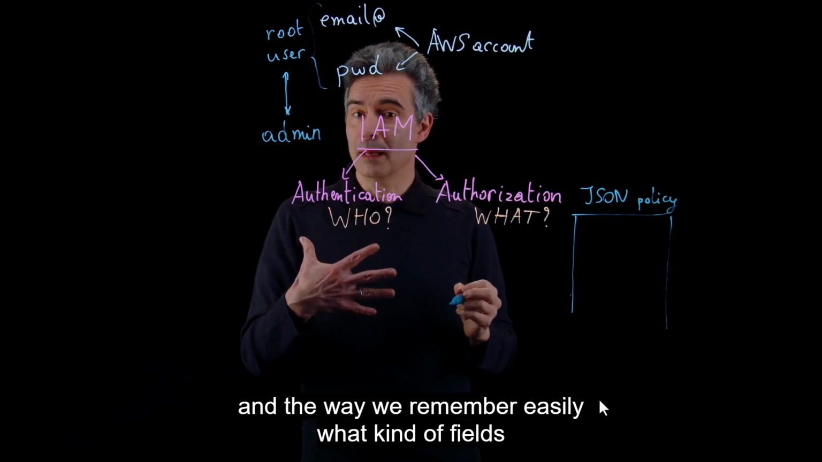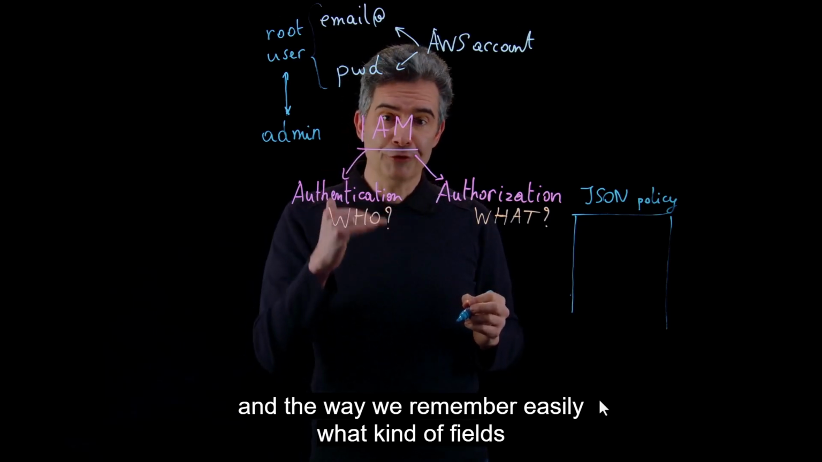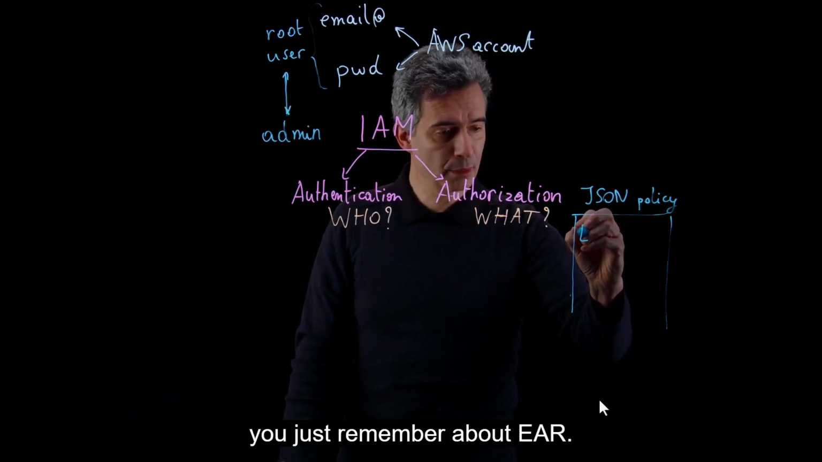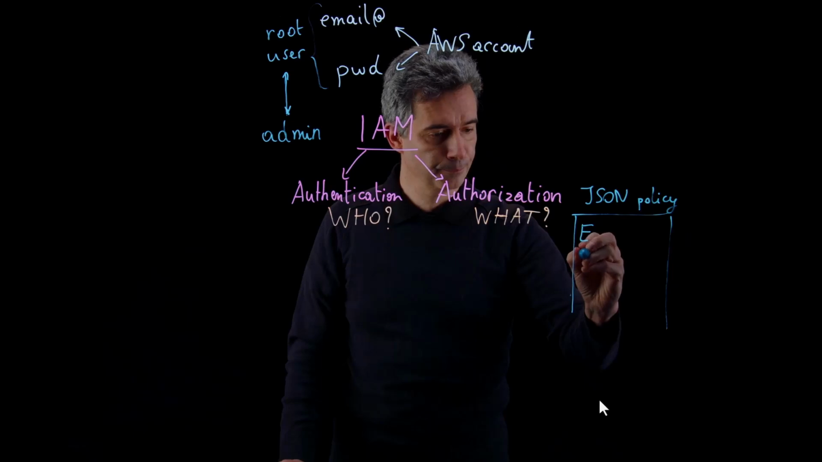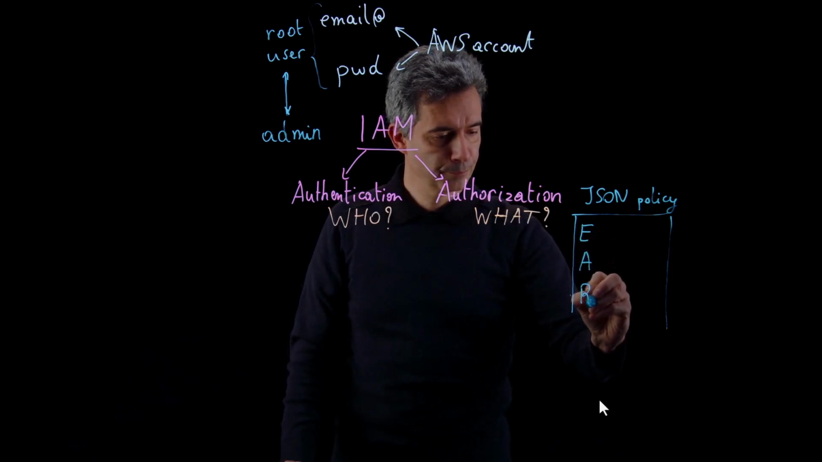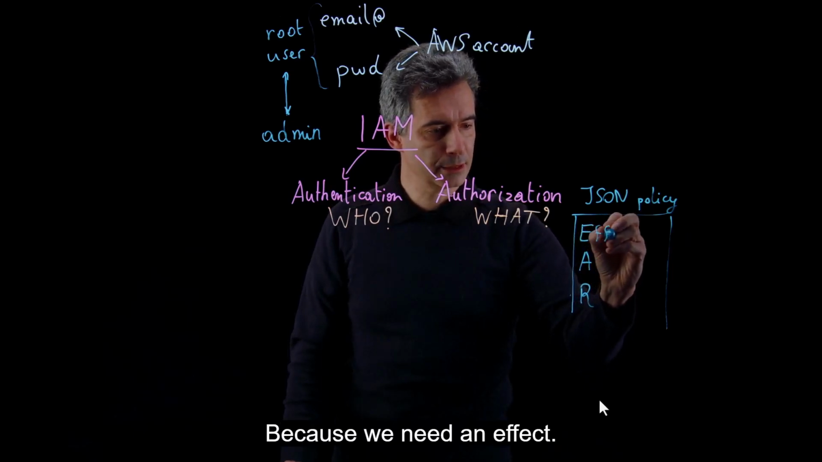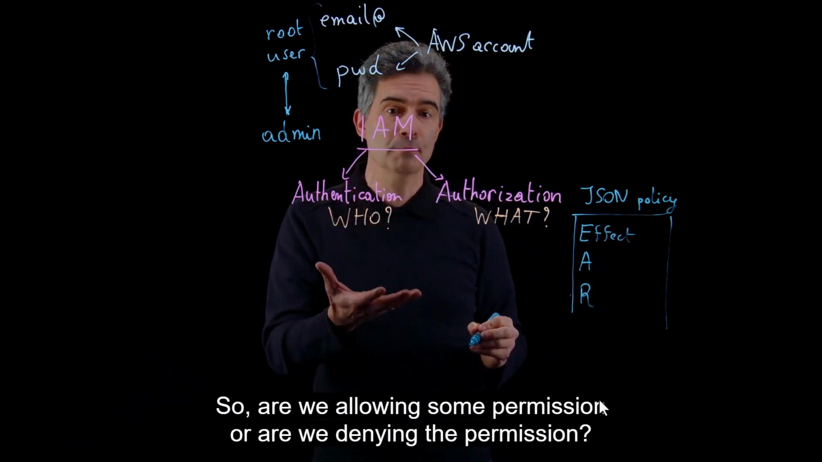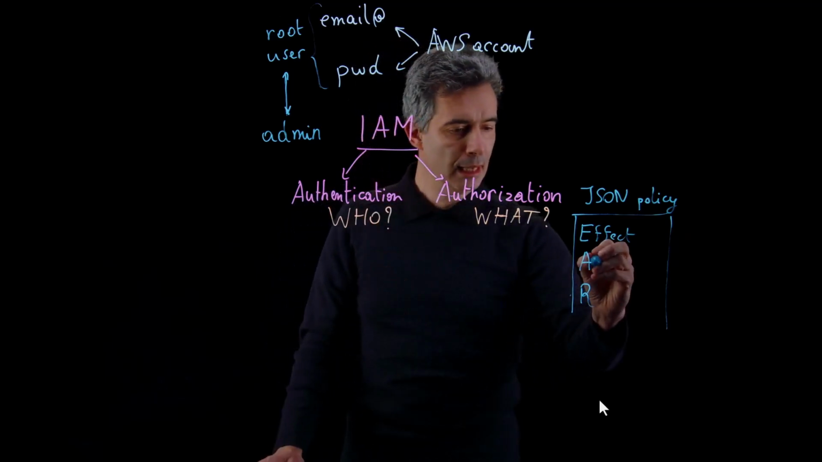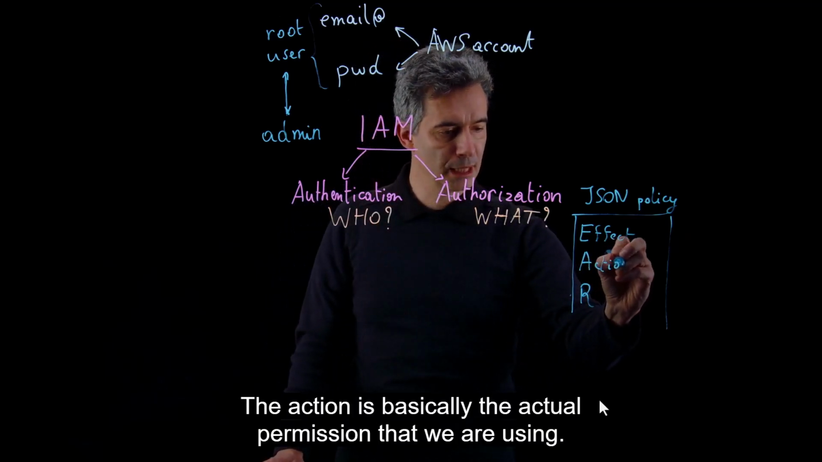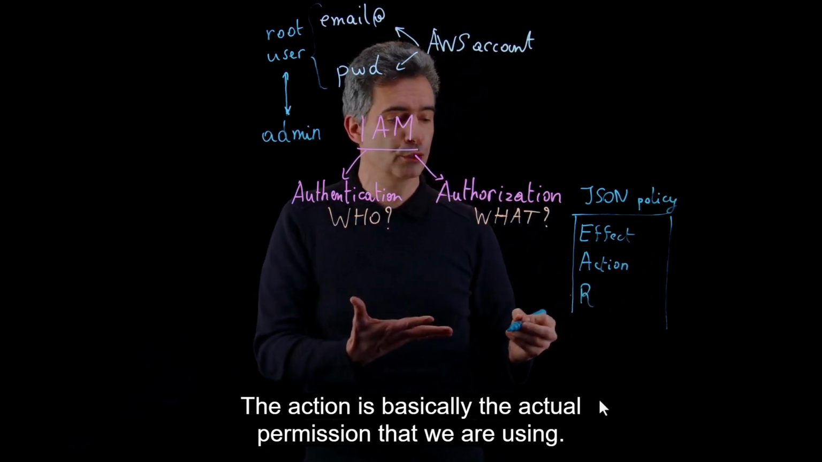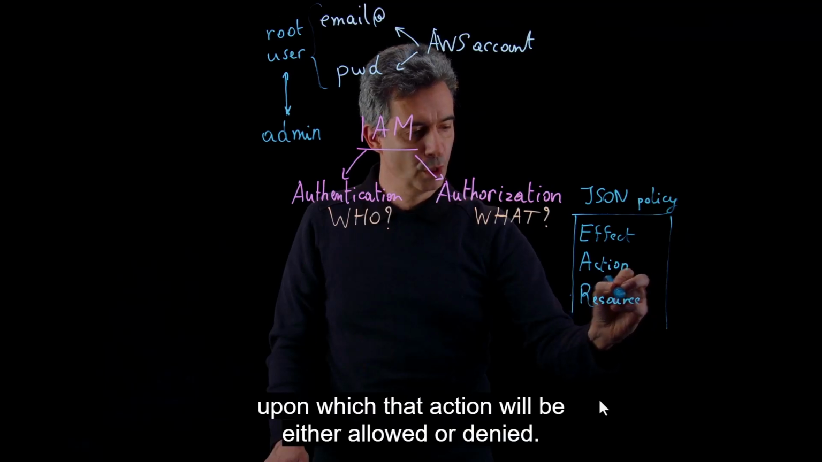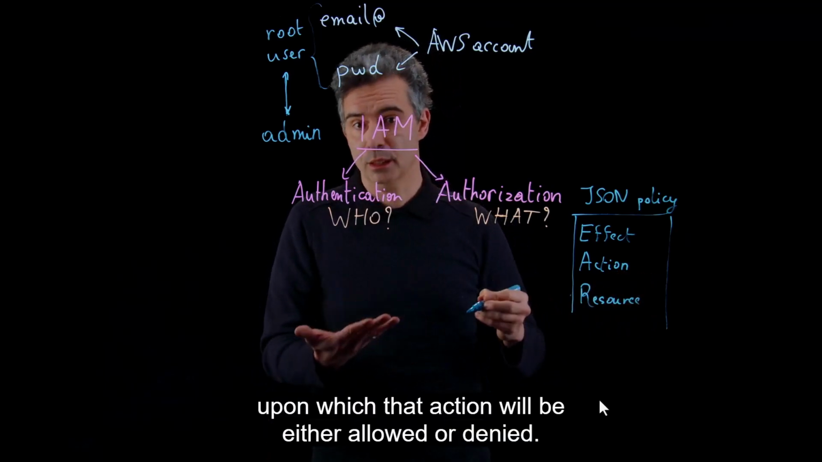And the way we remember easily what kind of fields we need to have into that JSON policy for each one of the statements, you just remember about here. Because we need an effect. The effect will be either an allow or a deny. So are we allowing some permission or are we denying the permission? The action is basically the actual permission that we are using. And then finally, we have the resource upon which that action will be either allowed or denied.